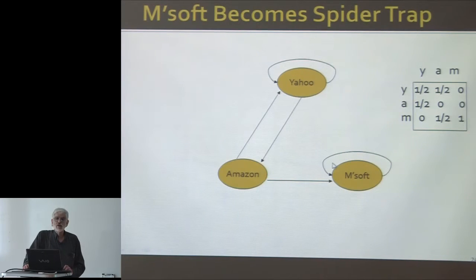Okay. Another situation of spider trap. Again, this is the simplest form of spider trap. Microsoft links to itself, but nowhere else. So now, in terms of the matrix, it's still a stochastic matrix, but again, the 1 in the column for Microsoft happens to also be in the row for Microsoft.